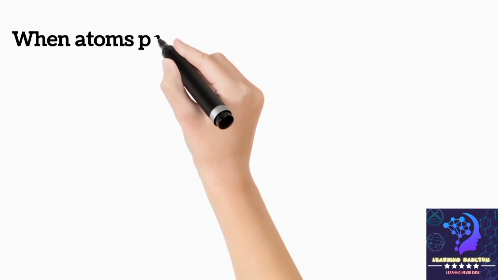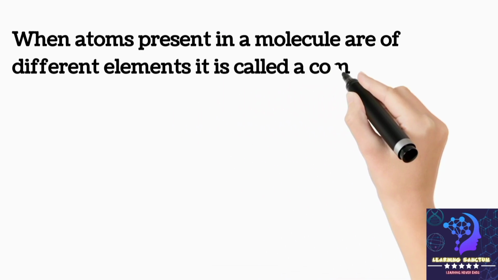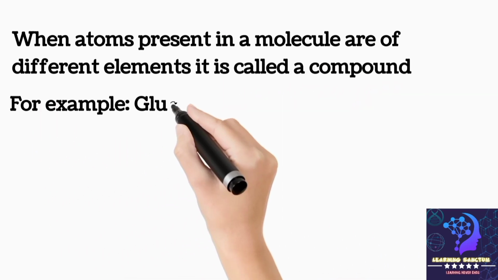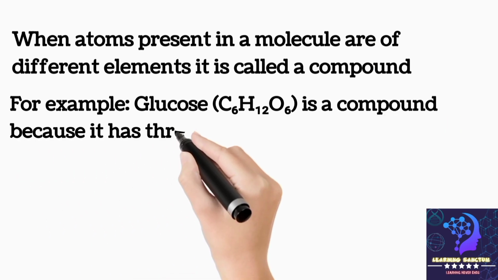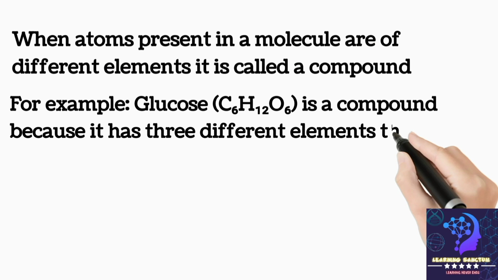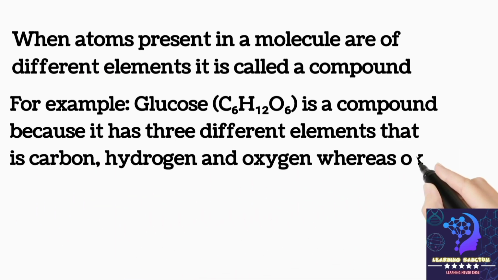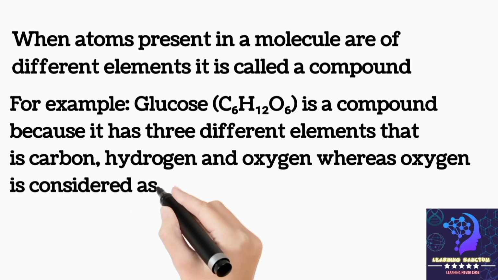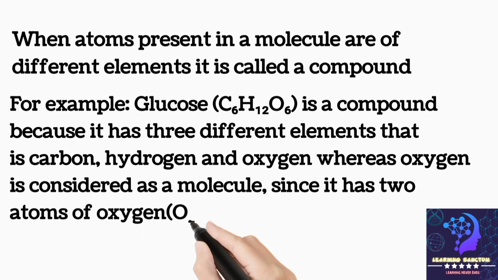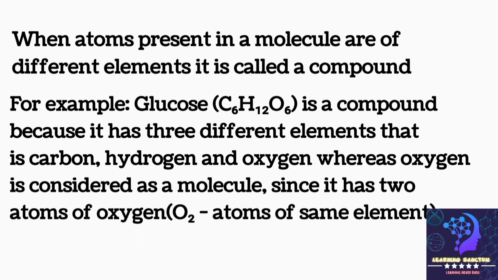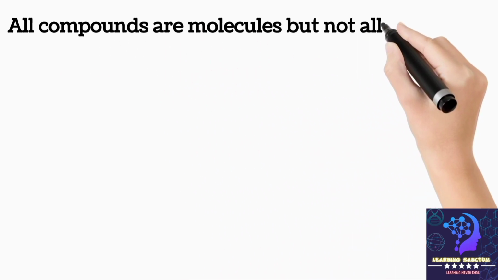When atoms present in a molecule are of different elements, it is called a compound. For example, glucose C6H12O6 is a compound because it has three different elements, that is carbon, hydrogen and oxygen, whereas O2 is considered a molecule since it has two atoms of oxygen, atoms of the same element. All compounds are molecules, but not all molecules are compounds.